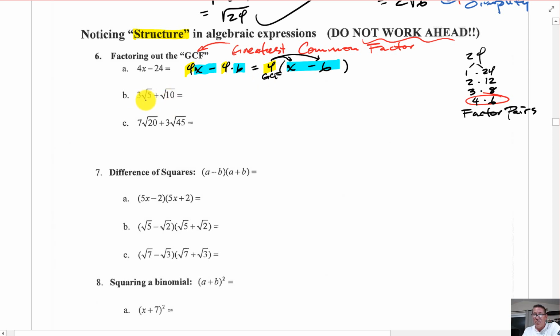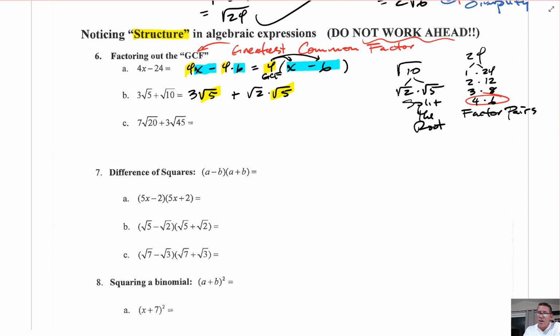Now, what's the GCF of 3 root 5 and root 10? Well, in order to see that, you have to split the root. So root 10 is nothing more than root 2 times root 5. Okay, you got to split the root. So the square root of 2 times the square root of 5. And now you see the common factor. It's got to be root 5. That's the only factor they have in common.